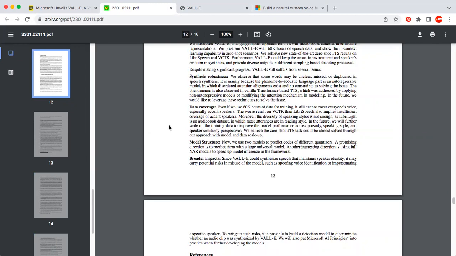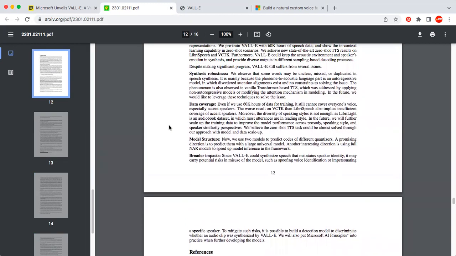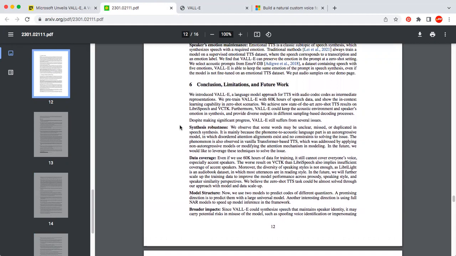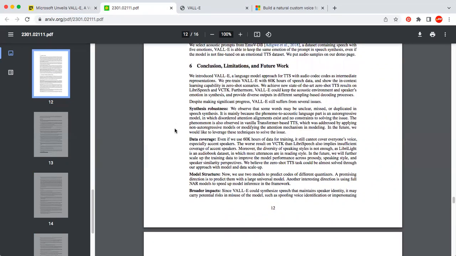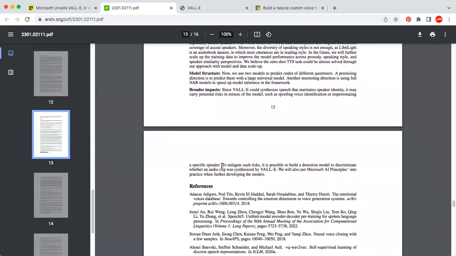Scaling up the training data, model structure. In the future, we would like to leverage these techniques, addressed by applying certain models. Yeah, and here's another thing that people are doing. It's building detection models to tell whether a clip was synthesized. I feel like that's going to be its own problem.